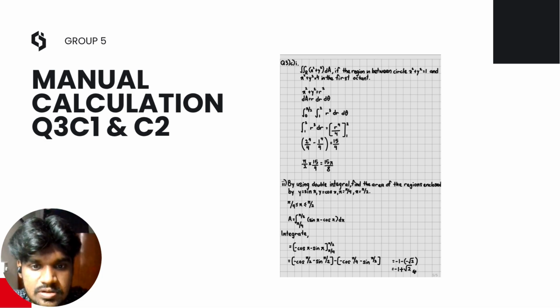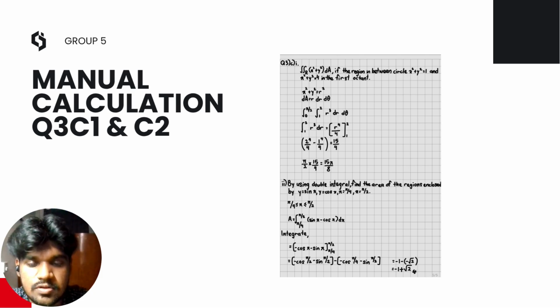So we switch to polar coordinates, where x squared plus y squared equals r squared, and dA equals r dr d theta, making the integrand r cubed. In the first octant, theta goes from 0 to pi over 2, and r goes from 1 to 2. This is the manual calculation to get the final answer. The final answer is 15 pi over 8.